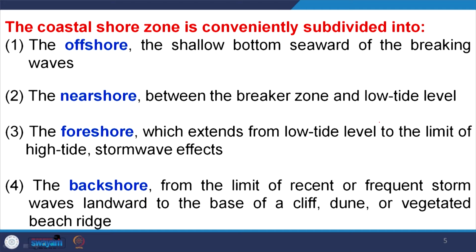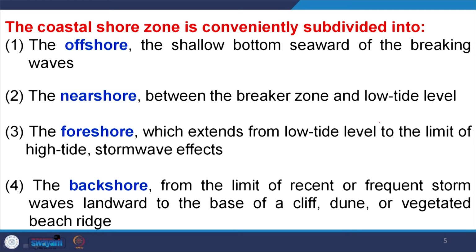Then foreshore. Fore means front. Foreshore extends from the low tide level to the limit of high tide level. So, during high tide and during low tide, this area is called the foreshore region. Sometimes it is also called the littoral zone. So, the zone between the high tide and low tide region is called foreshore.